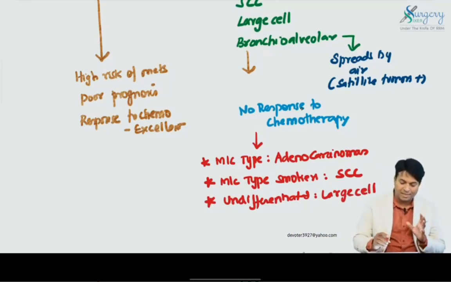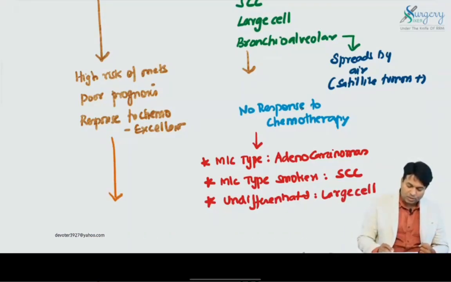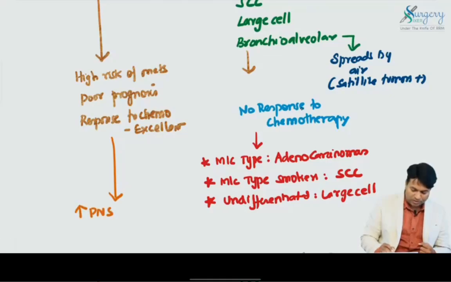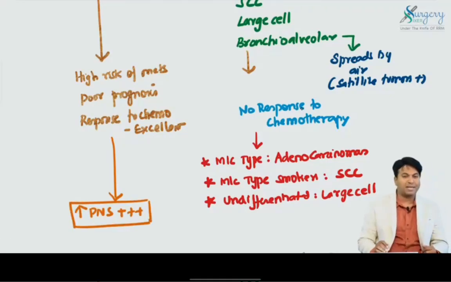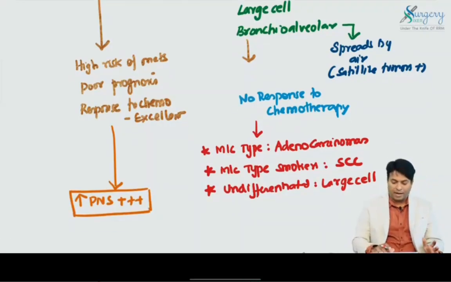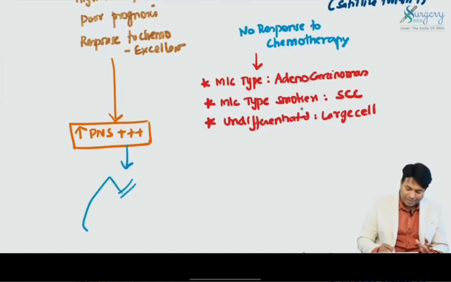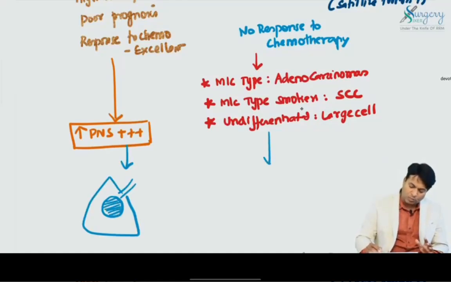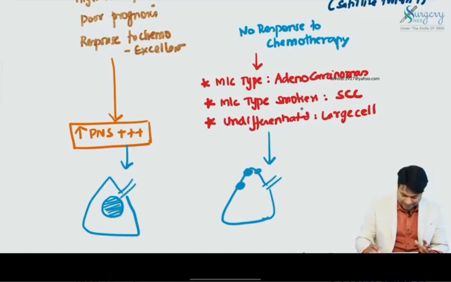Among these various cancers, who will have a high amount of paraneoplastic syndromes? Small cell cancer. Increased paraneoplastic syndromes are present in small cell cancer. This is a basic difference between these types. Another important difference is that small cell cancer is usually a centrally located tumor, whereas non-small cell cancers are usually peripherally located cancers.